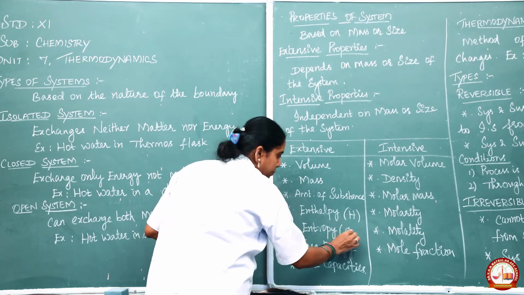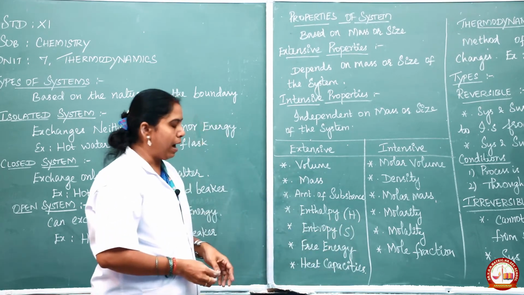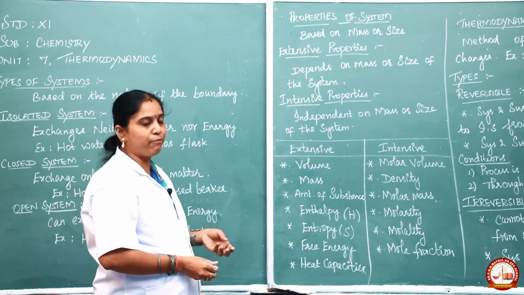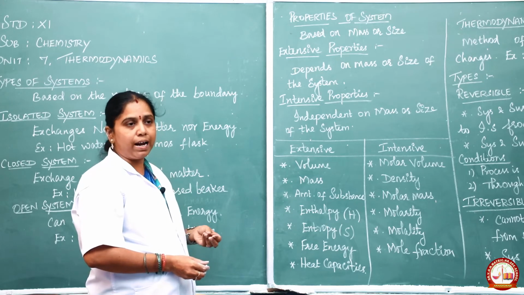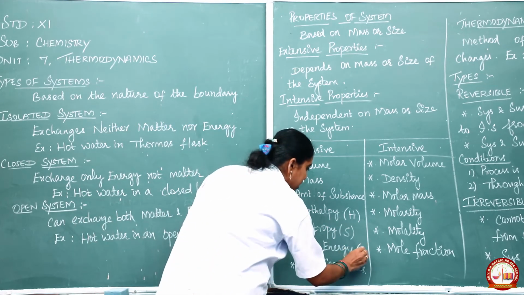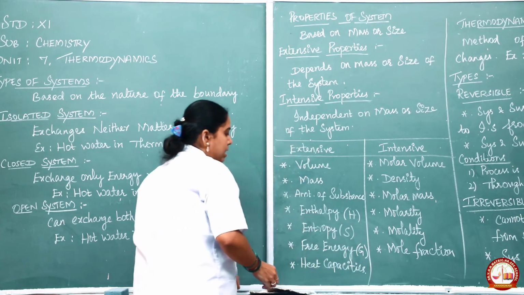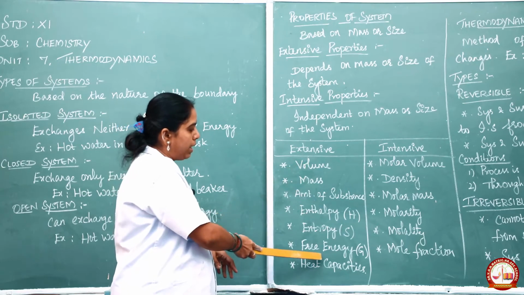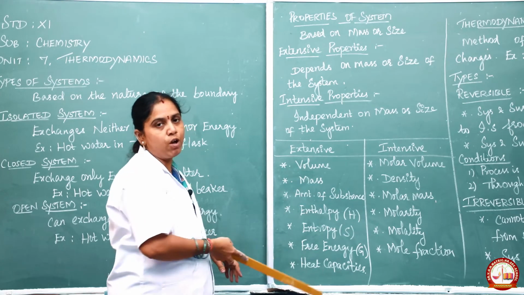Entropy is represented by the letter S. I told you already, entropy is a very important factor. It is nothing but randomness or disorderliness. Next one, free energy. It is denoted by the letter G. Heat capacities. So these are the common examples for extensive properties.